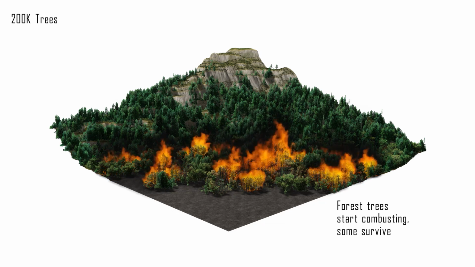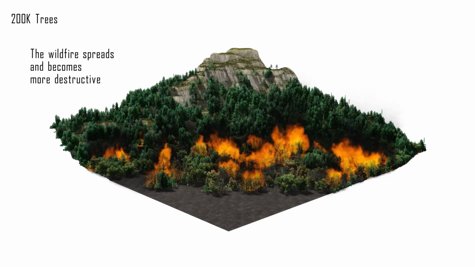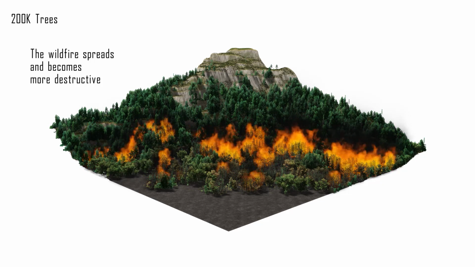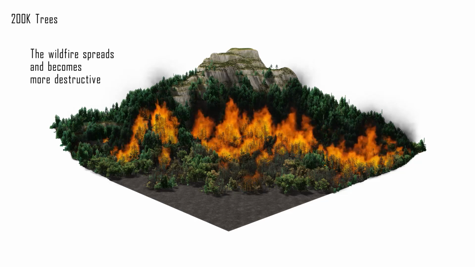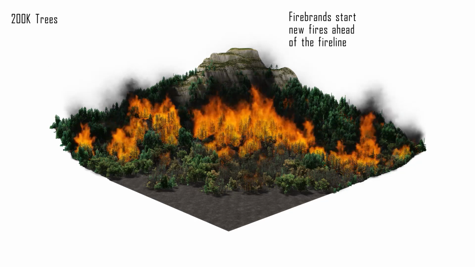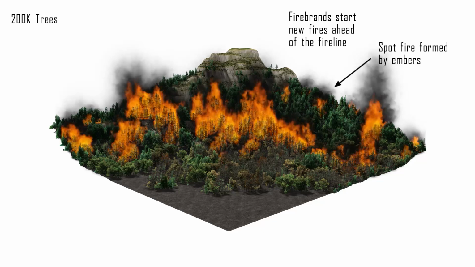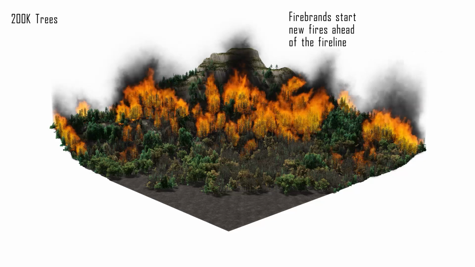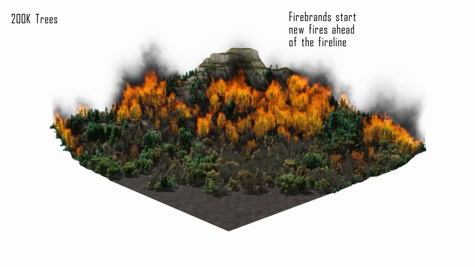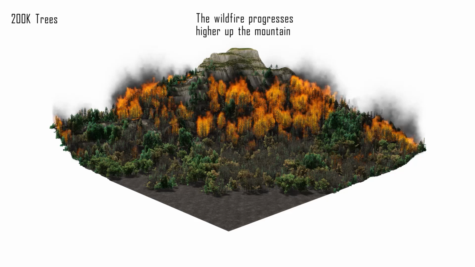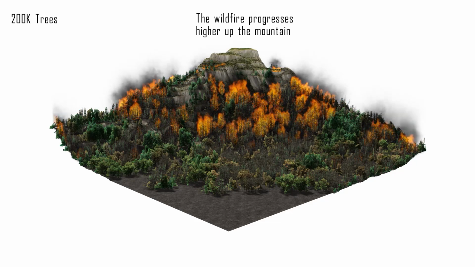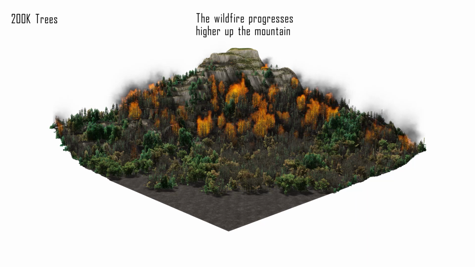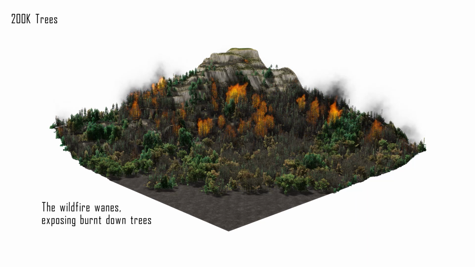It turns into an active crown fire, burning down the drier fir trees. As the temperature increases due to the heat release of the burning trees, the wildfire becomes more destructive. Eventually, embers are formed during tree combustion, which, advected by the wind, land in new places to cause new fire spots. Finally, as the fuel distribution becomes sparser higher up the mountainside, the wildfire wanes and reveals the damage caused to the ecosystem.